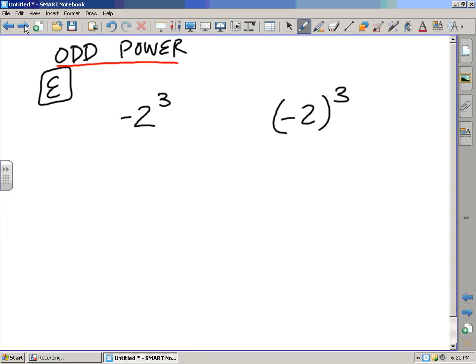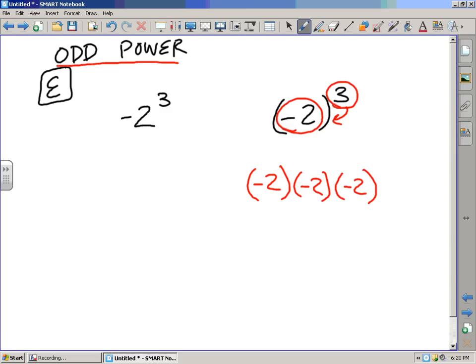Now let's look at how odd powers affect those negative numbers. Well, the 3 goes to what it is directly beside. So it's directly beside the parentheses. So the entire -2 is being copied 3 times. -2 times a -2 is a +4. +4 times a -2 is a -8.